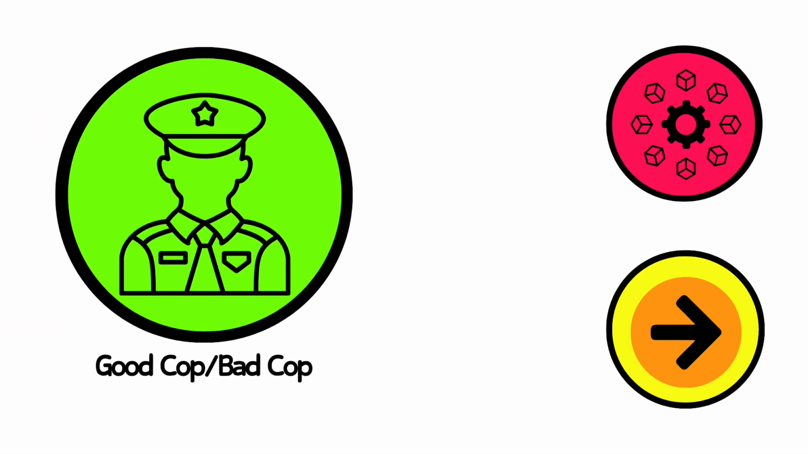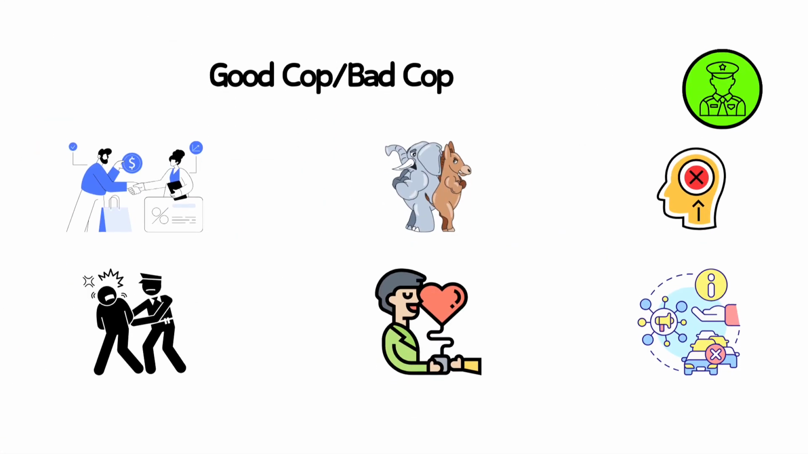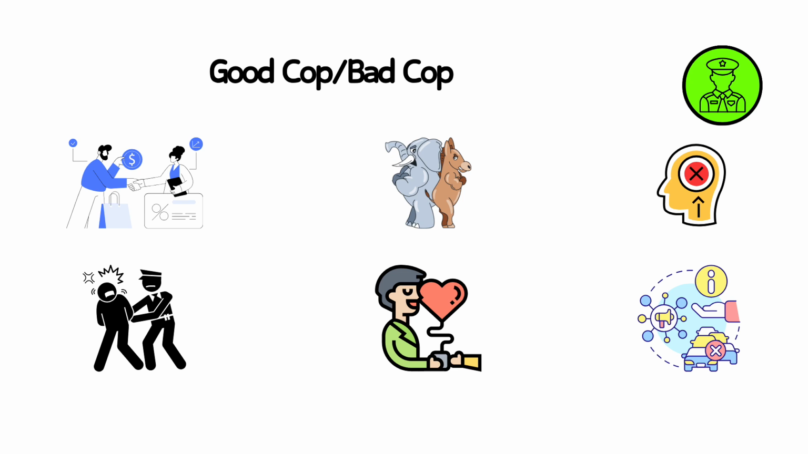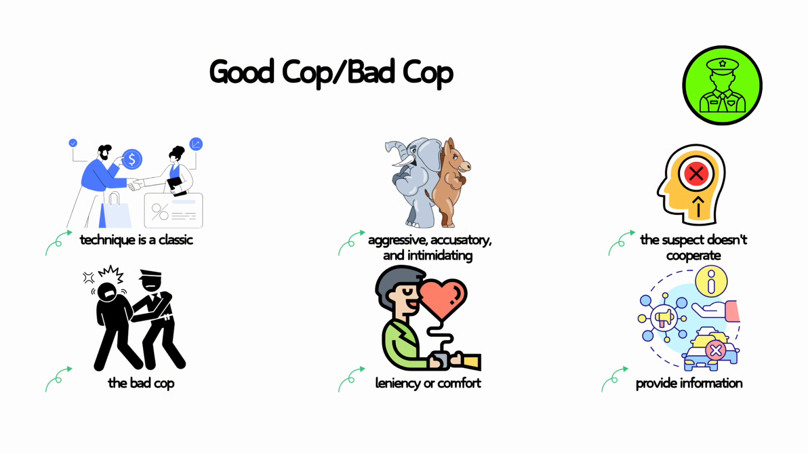1. Good cop/bad cop. The good cop/bad cop technique is a classic and widely recognized method used in interrogations. It involves two interrogators who take on opposing roles to manipulate the suspect's emotions and responses. The bad cop is aggressive, accusatory, and intimidating, often threatening severe consequences if the suspect doesn't cooperate. This creates a high-stress environment for the suspect.